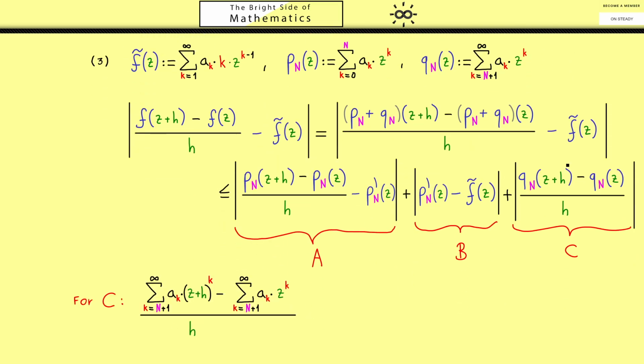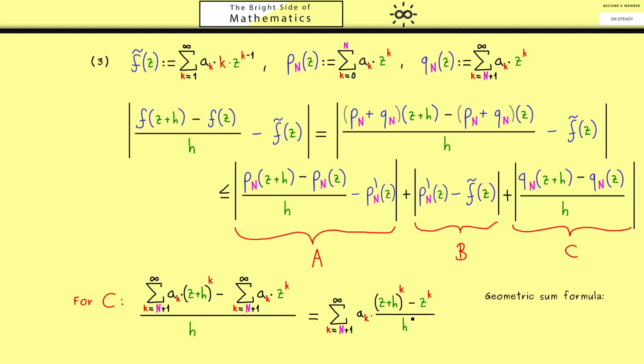First, I would say inside the absolute value, let's substitute Qn again with the power series. Hence we have one part with z plus h and one with just z. Then, of course, we should put both terms together. So we simply have the series with ak times z plus h to the power k minus z to the power k divided by h. Now, this looks much simpler than before, and indeed we can simplify this even more when we use the geometric sum formula.